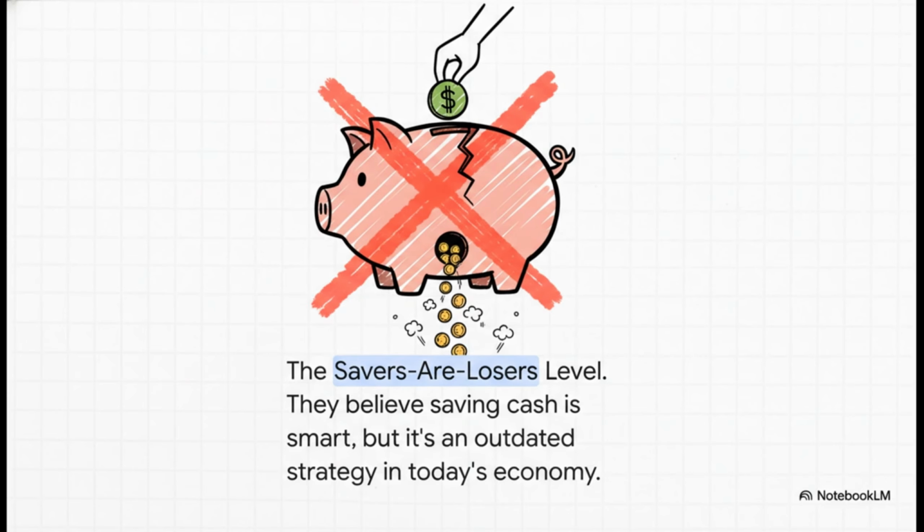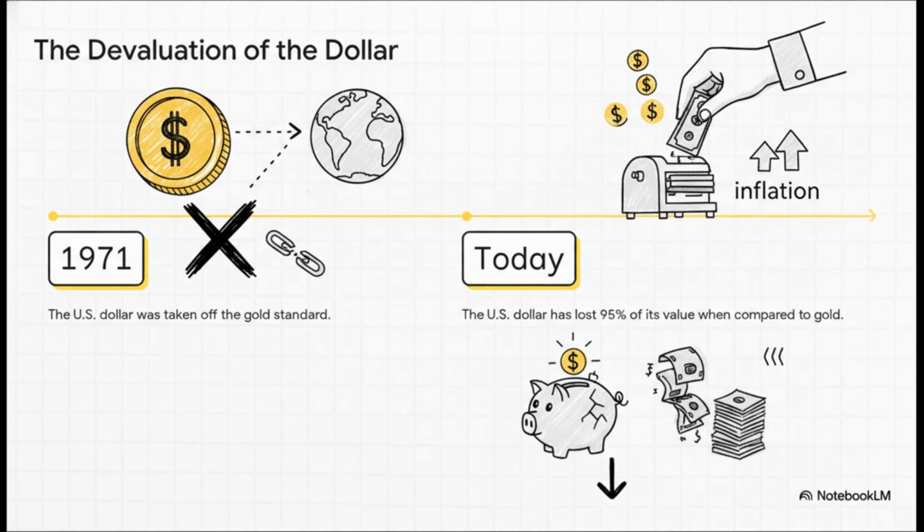Now, moving up just one step, we find the savers. These are the people who do exactly what they were told. They put their money in the bank, thinking that saving cash is the safest, smartest thing to do. But Kiyosaki argues this is a dangerously old-fashioned idea. So why is that? This slide tells the story. Back in 1971, the rules of money completely changed when the US dollar was taken off the gold standard. Since that day, because of inflation and money printing, the dollar has lost almost all of its buying power. So savers aren't actually protecting their wealth. They're parking their money in an asset that is literally designed to become worthless over time.